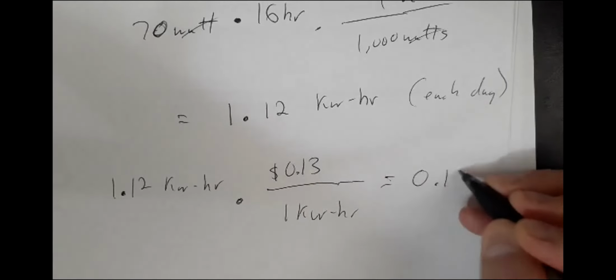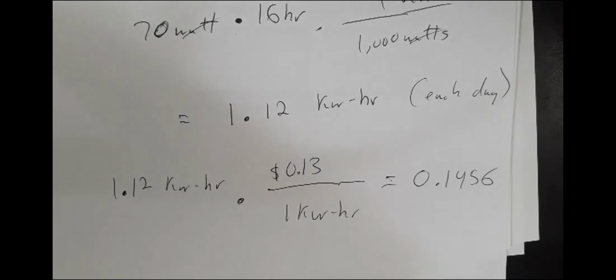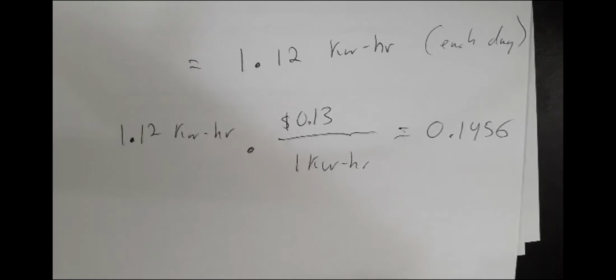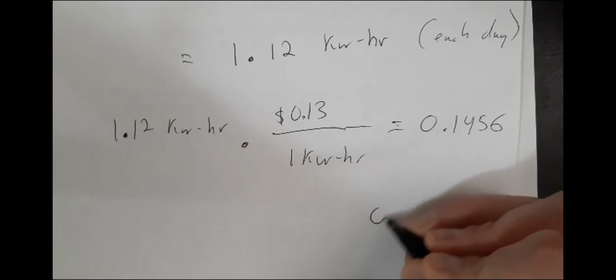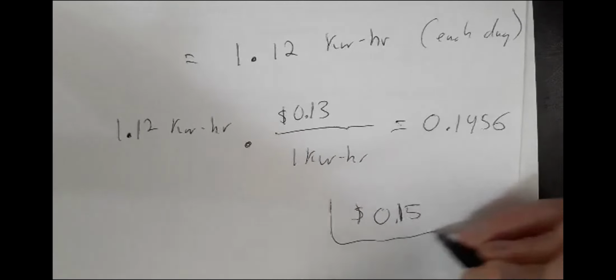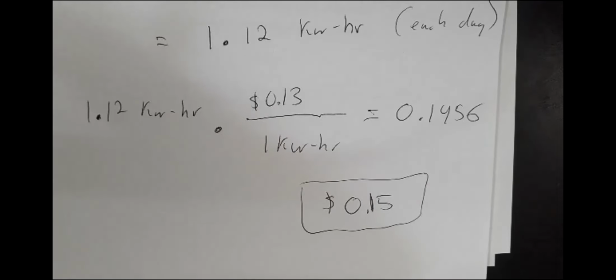And I'm getting something like 0.1456. So this is not rounded. I probably want to keep this not rounded just so I have this number for the next problem, if I'm being honest. But this is about 15 cents is what this thing is going to cost per day.